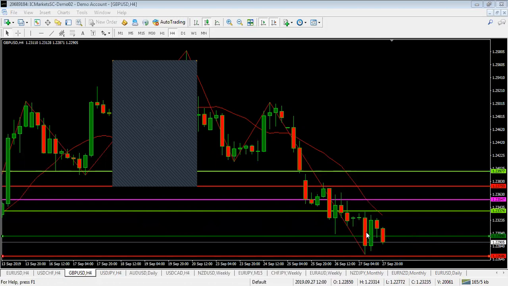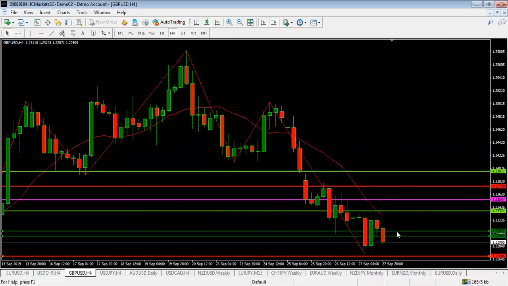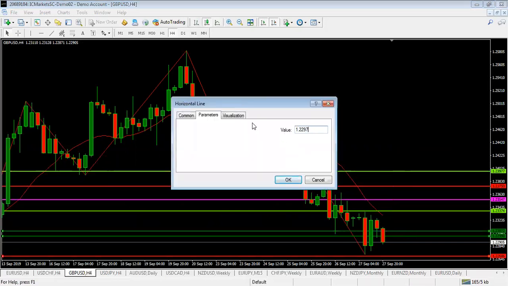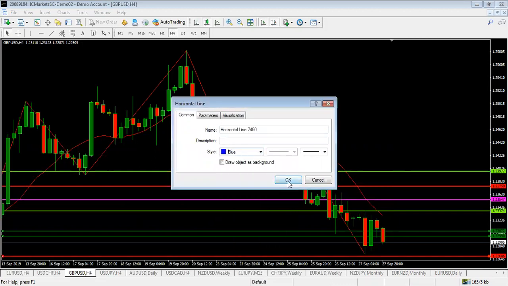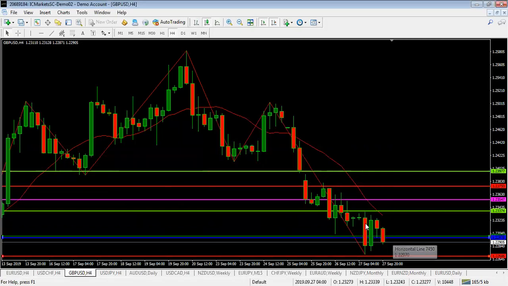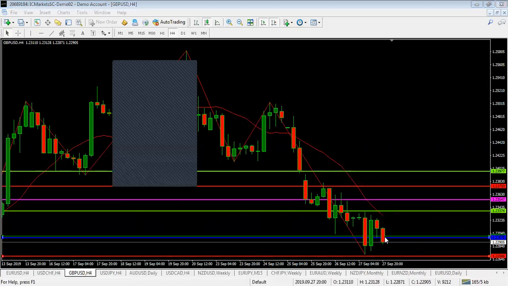Okay, let me get the pivot here. 1.2336 plus 1.2271 plus 1.2284. This is 1.2297. Which color should I use here now? You can see that is the pivot using this candle. Let me just try and get this one too, and you will see it's almost at the same level. So I can decide to use any of those candles.